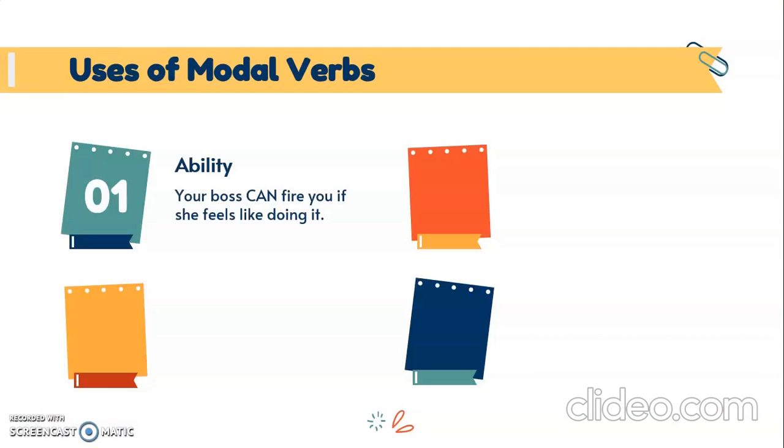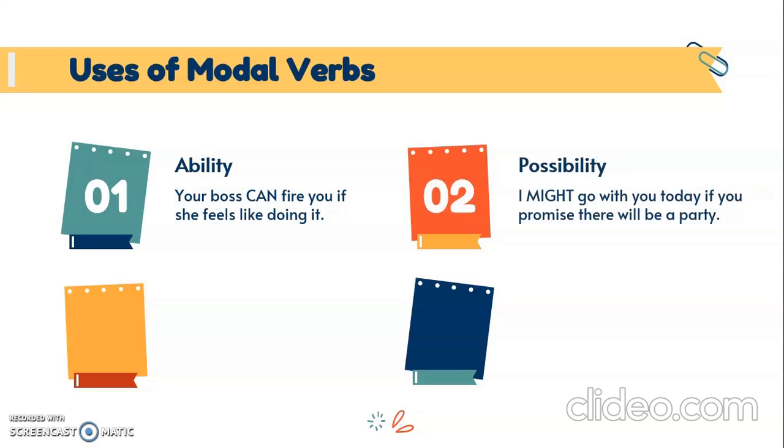When we want to talk about an ability that someone has, for example, your boss can fire you if she feels like doing it. As we all know, bosses have the ability and the power to fire their employees if they want to. We also use modal verbs to talk about possibilities.